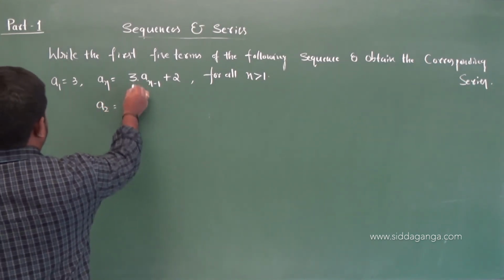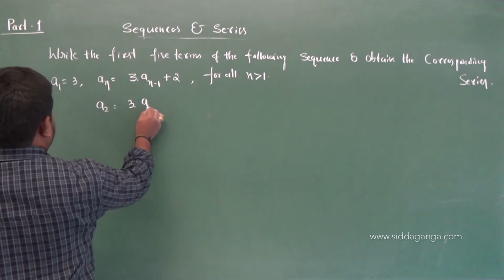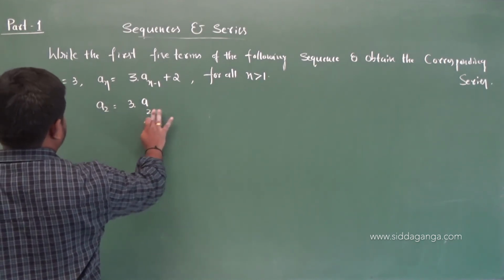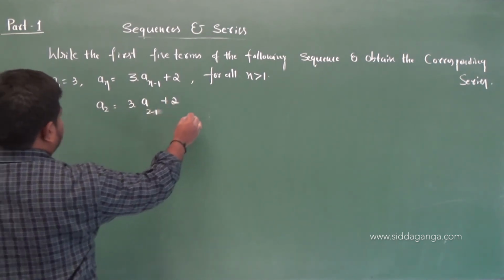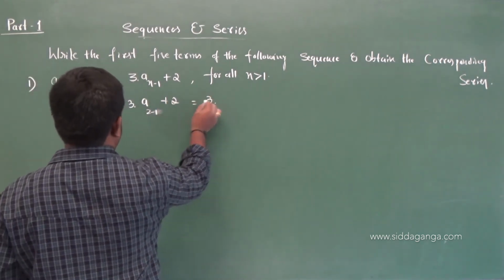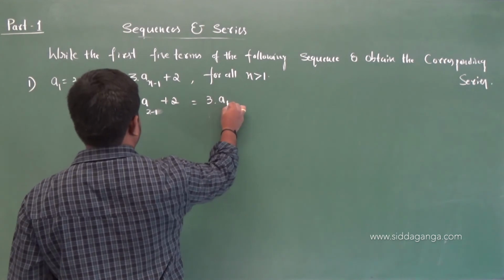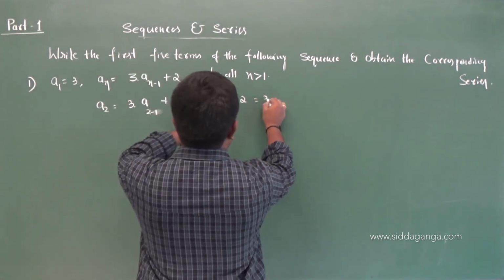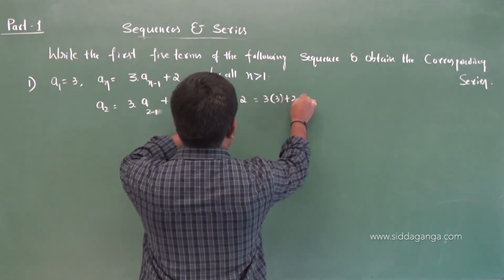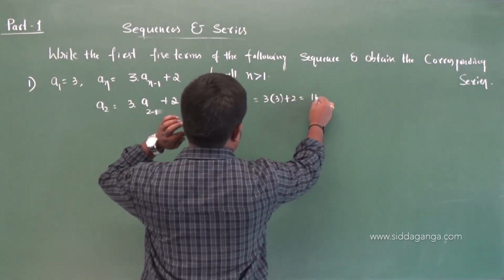a2 equal to 3 into a2 minus 1, in place of n substitute 2 here, plus 2. You get 3 into a2 minus 1 is a1, so 3a1 plus 2. a1 is 3, so 3 into 3 plus 2. So, 3 3s are 9 plus 2, so 11 is the second term.